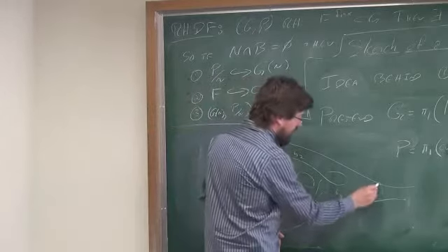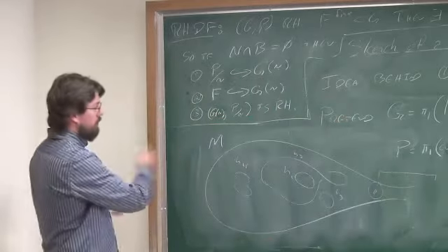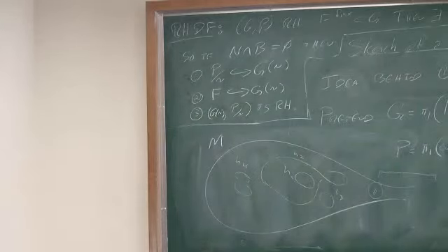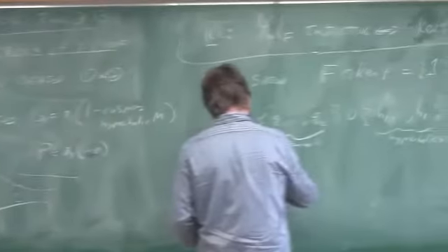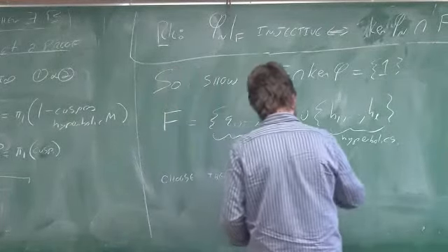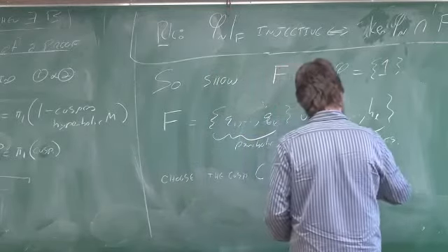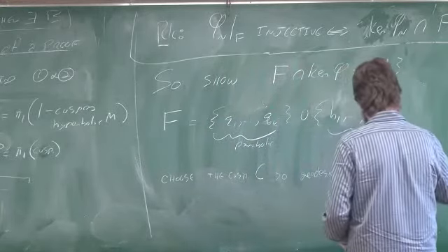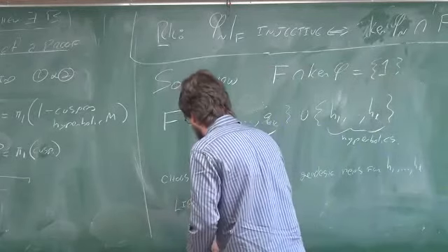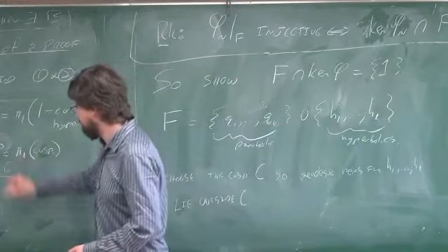That's some compact set. So I can choose my cusp so that they all lie on the compact side of it. So I'm going to choose the cusp C so that geodesic representatives for H1 up through HL lie outside C.